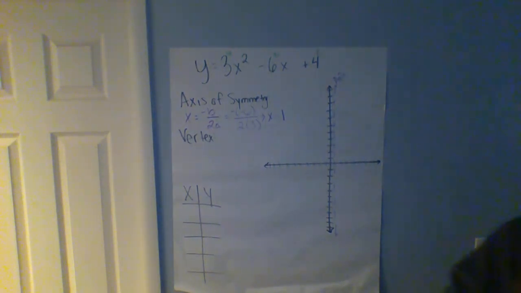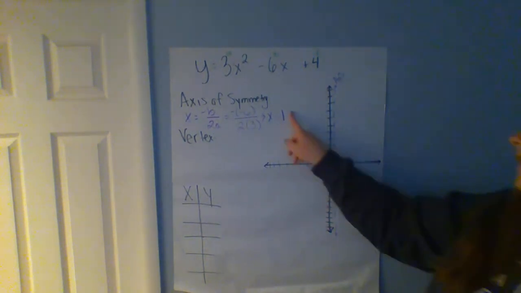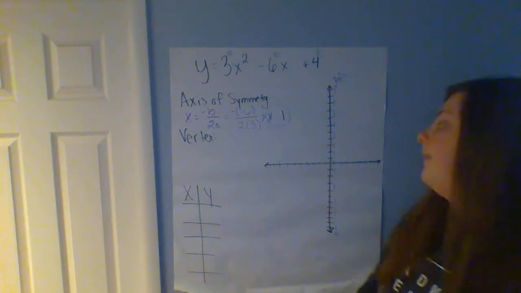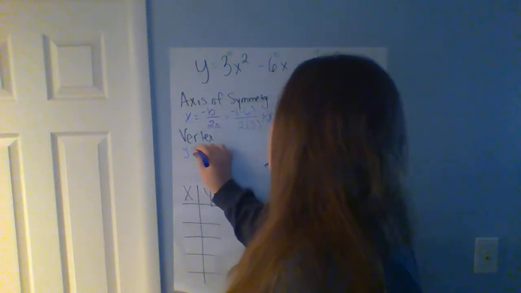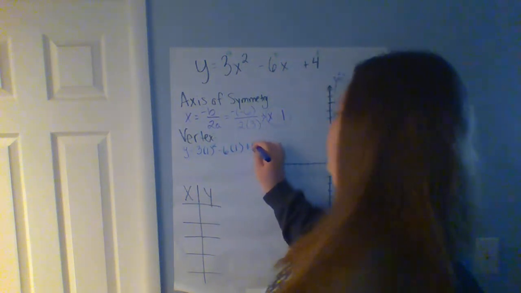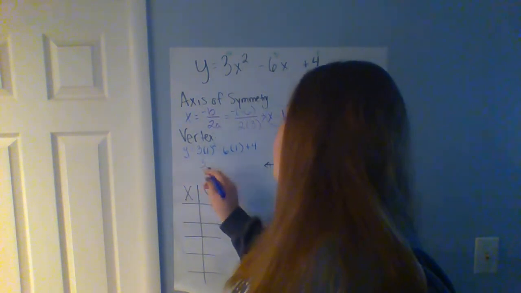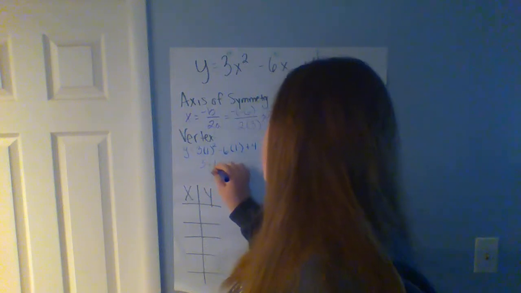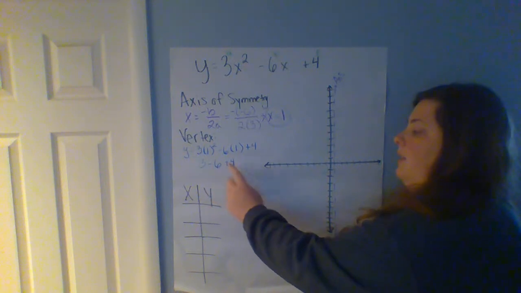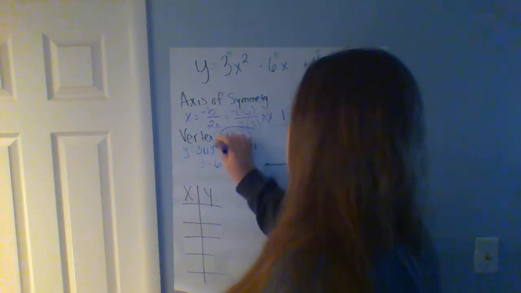All right, so the next thing that we want to do is we have to find our vertex. So our vertex we find by plugging in this value of x back into our equation to find y. So we're going to do y equals 3 times 1 squared minus 6 times 1 plus 4. 1 squared is 1, so 3 times 1 is 3. Negative 6 times 1 is negative 6, and then we have that plus 4. 3 minus 6 is negative 3, plus 4 gives us 1. So our vertex is the point 1, 1.